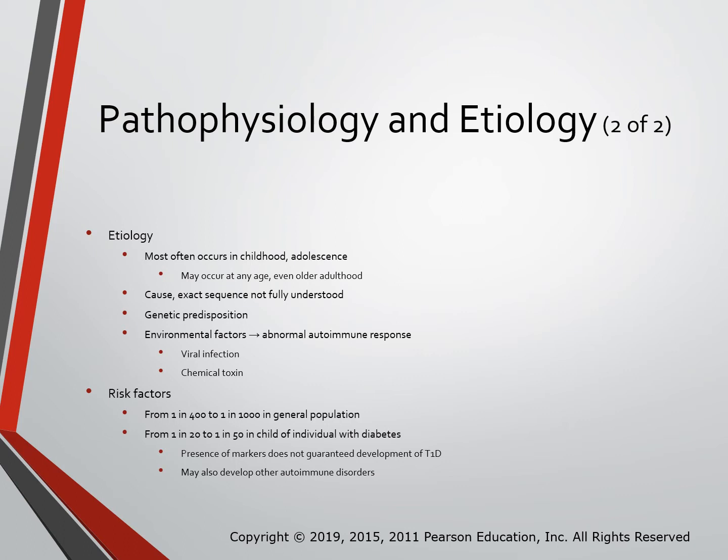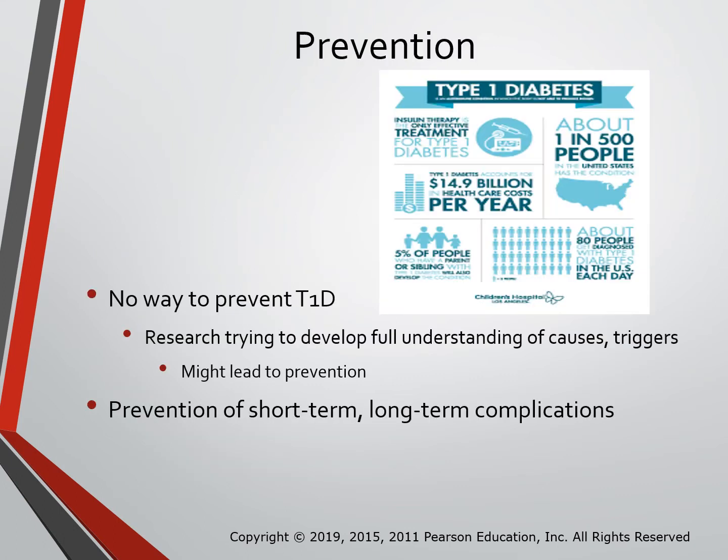smoke and cured meats. It's an autoimmune response in which antibodies respond to normal islet beta cells as though they were foreign. So with these autoimmune disorders, like I said, the body looks at these cells as foreign and it kills them. It starts to break them down and they really don't know why. And here are your risk factors: 1 in 400 to 1 in 1,000, and 1 in 20 to 1 in 50 in children. That's a lot. There's a lot of diabetics in this world.